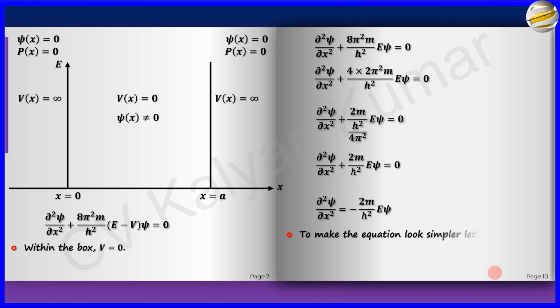Now to make the equation look simpler, I'm going to make an assumption that the root of 2mE upon h bar is k. And don't confuse this k with the k that we saw in the previous video, which was 2 pi by lambda. Don't confuse it with that. Okay, this is a new value k. And I'm just calling root of 2mE by h bar as k because it helps me get this in a better form. So now if you look at this, 2mE by h bar square should become k square.